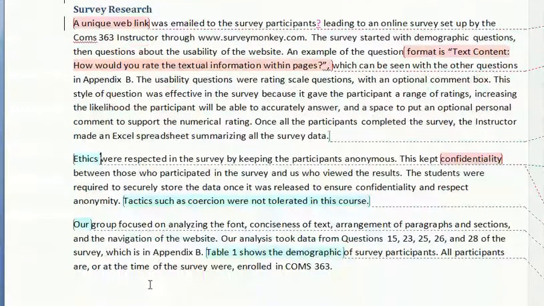Then the ethics paragraph, that's nice. They also get anonymity and confidentiality confused, as I mentioned earlier. This is confusing because coercion has no context. It's supposed to be in the context of their option to recruit other people rather than taking the survey themselves. So that's out of context and it doesn't make sense to a reader.